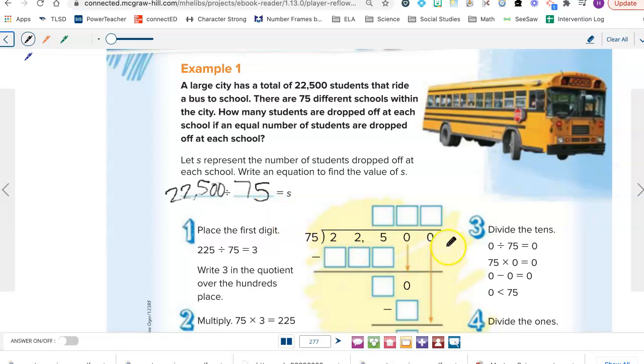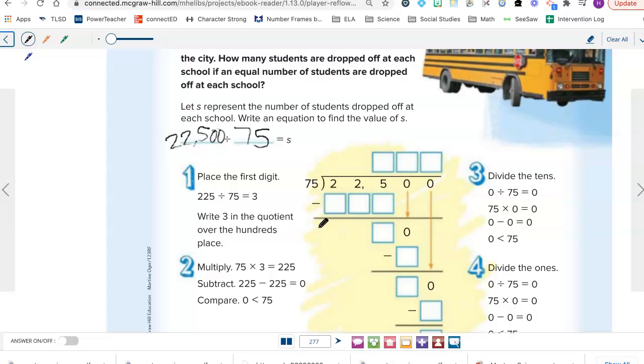So the first thing we need to do is set up our problem. 22,500 is what we are splitting up. So that's going to go inside, and then we have 75 outside. So we are going to first divide. So 75 cannot go into 2. It cannot go into 22. But it can go into 225.